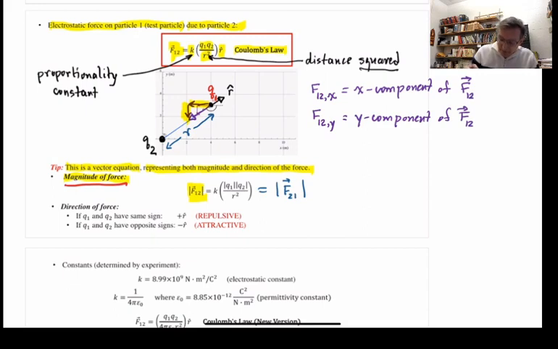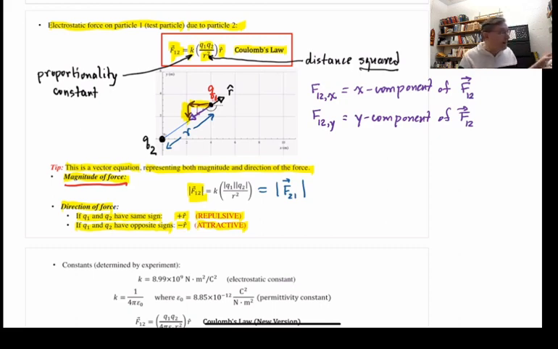Now what about the direction of the force? That's important too. Force on 1, remember, on 1. If Q1 and Q2 have the same sign, the force is repulsive. That will mean the force is in the plus r hat direction. If Q1 and Q2 have opposite signs, the force will be attractive, and the force will be in the negative r hat direction. That's what my drawing up above shows. It shows the force on 1 is attractive, so the force is pointing towards 2, which is opposite to the r hat direction.